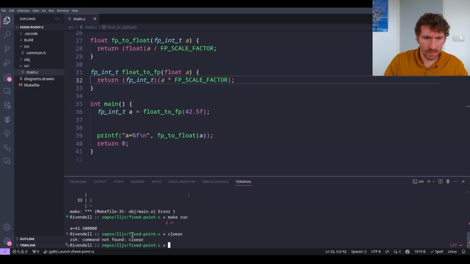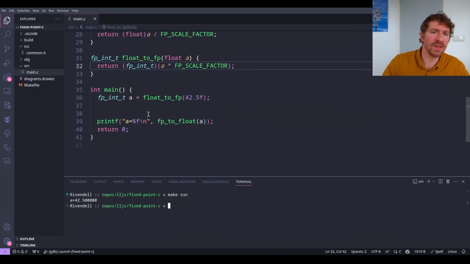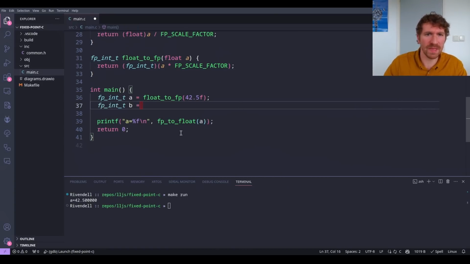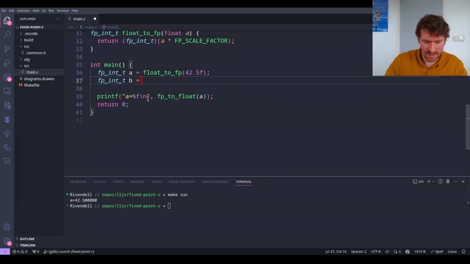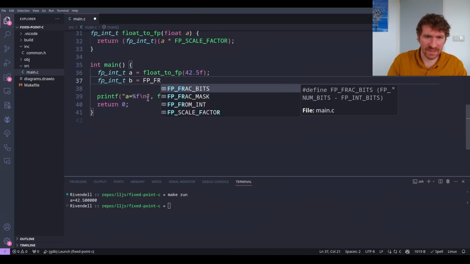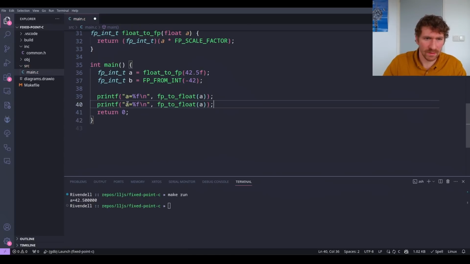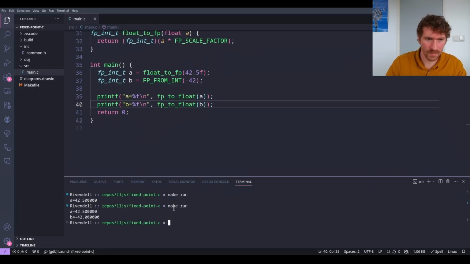Cool. One more time. Make run, 42.5. Awesome. Okay, now let's say I want to make a fixed point integer b, and I want to make that using our other way, like from int. I want to make sure that this works. So let's say fixed point from int, which is just a macro, and let's do minus 42 here. Let's try that. Let's see what b equals. Cool, minus 42, right? Great, so that's working.